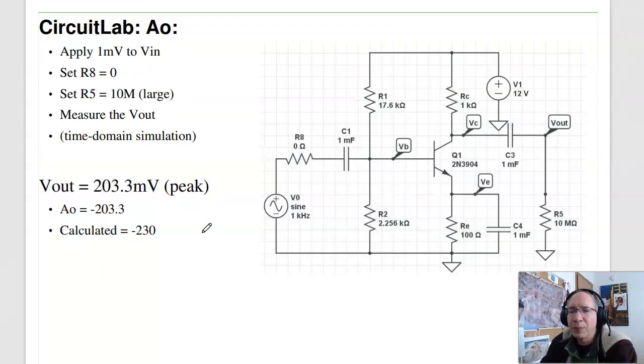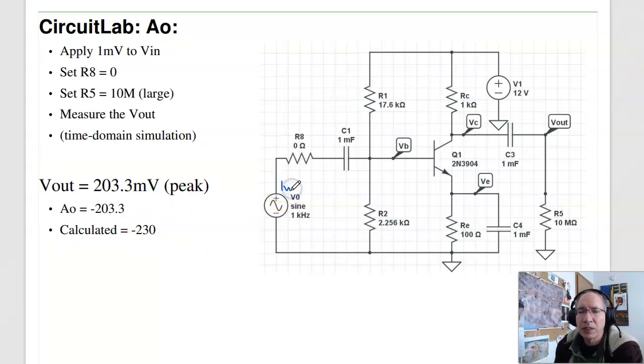To find the output gain, what I would do is apply a 1 millivolt sine wave, 1 millivolt at 1 kilohertz at the input, measure the voltage at the output, and what I get is the output is 203 millivolts. So the gain is 203. And a minus sign, if you check, when this is plus, the output is actually minus, 200 times bigger. So the gain is actually minus 203. I calculated minus 230. Again, a little bit different because beta is different, but close.